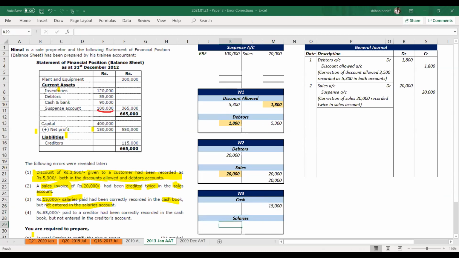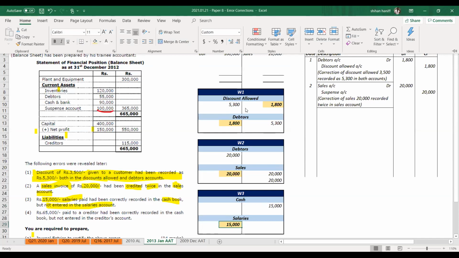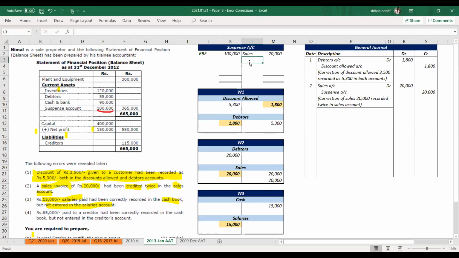So how do you correct this? We have to debit 15,000 to the salaries account, and that will be credited to the suspense. Therefore, the double entry we can write under general journal: salaries account debit 15,000 and suspense account credit 15,000.